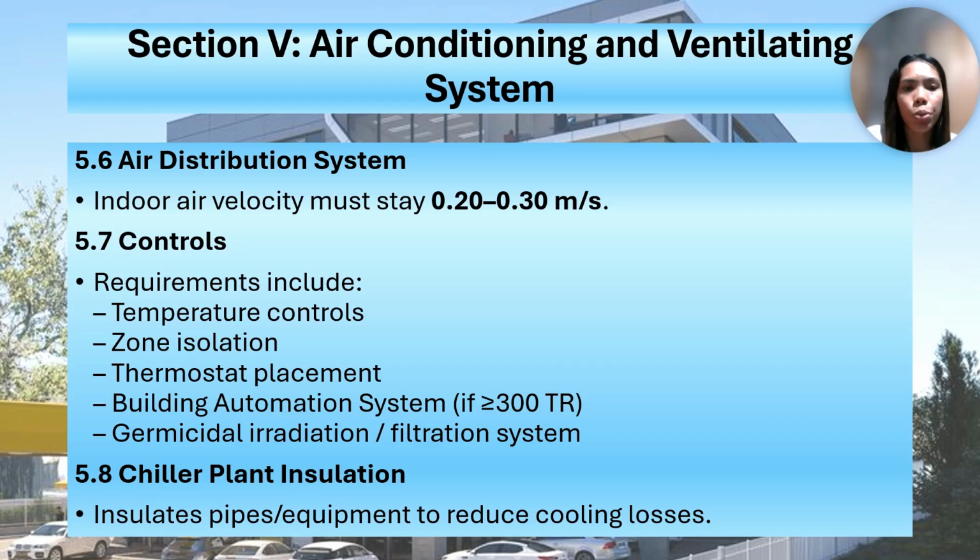Next is the air distribution system. Indoor air velocity must stay 0.2 to 0.30 meter per second, so it maintains comfort without drafts or stagnant air. Next is the controls. Requirements include temperature controls, zone isolation, thermostat placement, and a building automation system if it is greater than or equal to 300 TR.